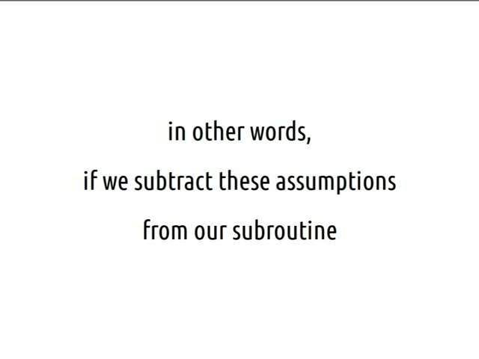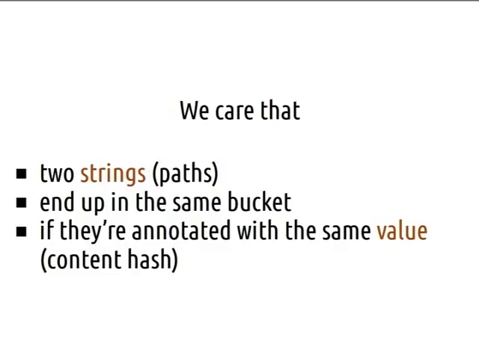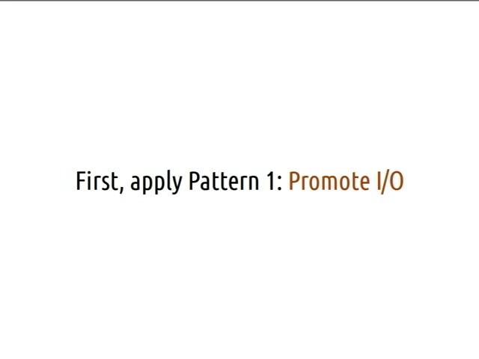So, if we subtract these assumptions out, imagine just minusing them out, what we actually care about is that if I've got two strings that have the same hash value attached to them, they should end up in the same bucket. That's the rule. That's the policy. The other bits are just mechanism. So for testing, coupling's a distraction. It's getting in our way. So how do we fix it?